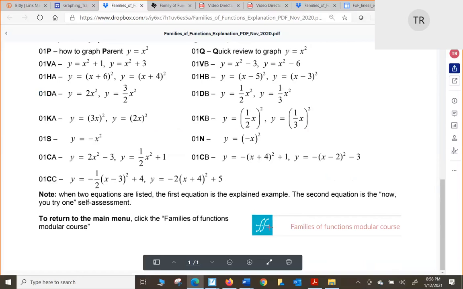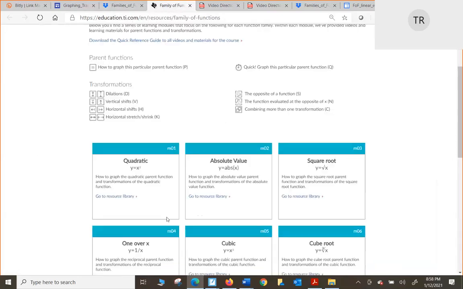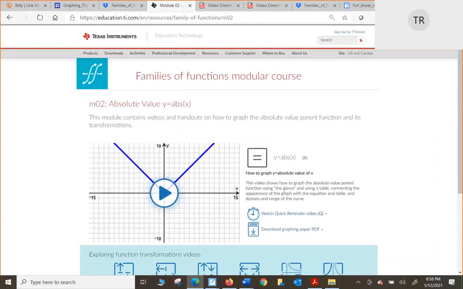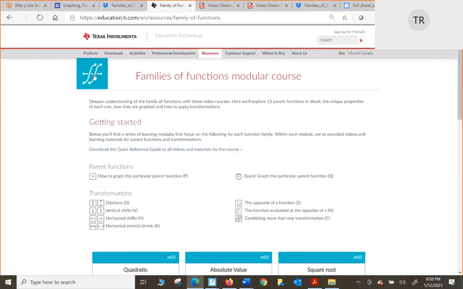One of the things I forgot to point out: to go back to the main menu, you click the top part. Let me illustrate that. If I go, let's say, to absolute value, and I want to go back to the main menu, it's not obvious, but click anywhere up here, where it looks like a double integral, families of functions, and it takes you back to the main area, okay?